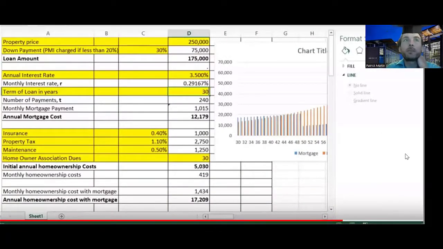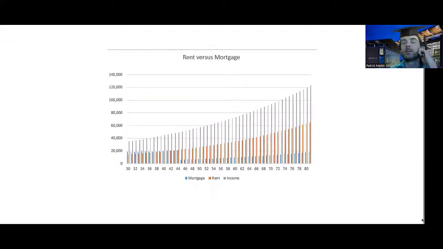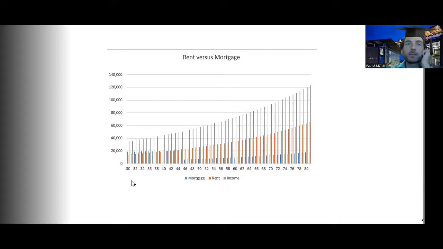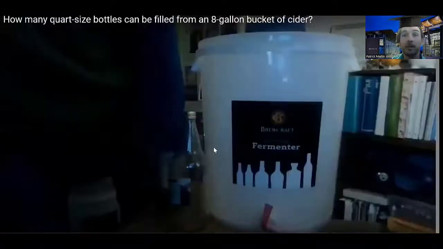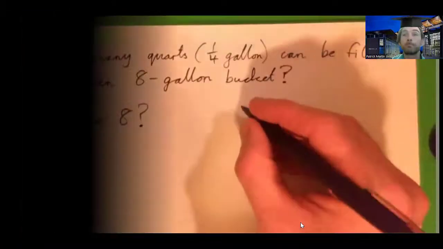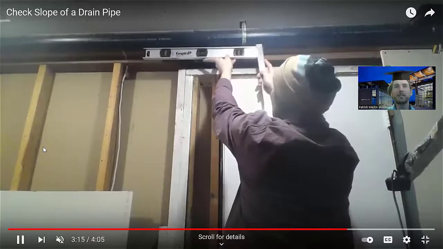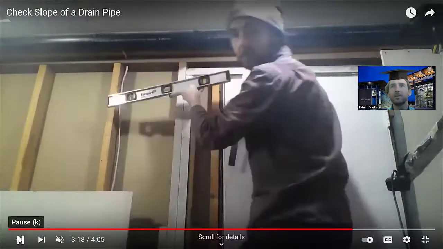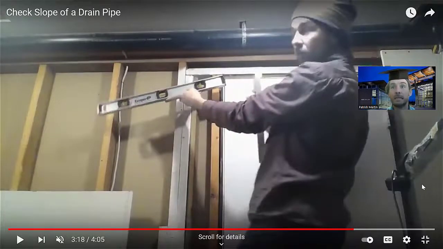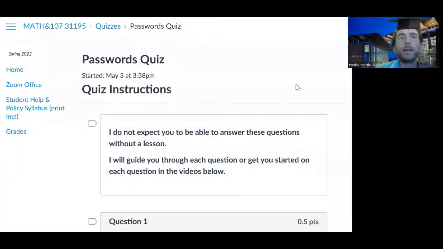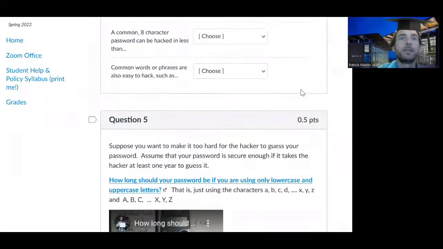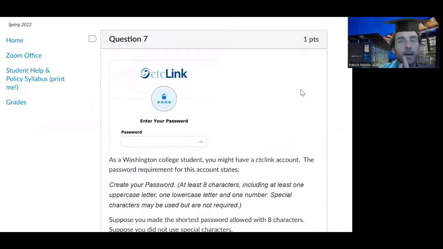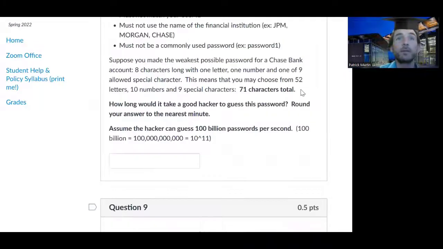We'll be trying to figure out if it's better to rent or get a mortgage over time. Depends on your situation, of course. In this video, I'm making Washington apple cider to try to explain the concept of dividing fractions. In this video, I'm trying to find the slope of a sewage pipe in the basement of a house and just about to fall off a stool. We'll learn a little about password security. Edward Snowden's going to give us a few tips, and we're going to analyze how secure your password is for your student account and your bank account.